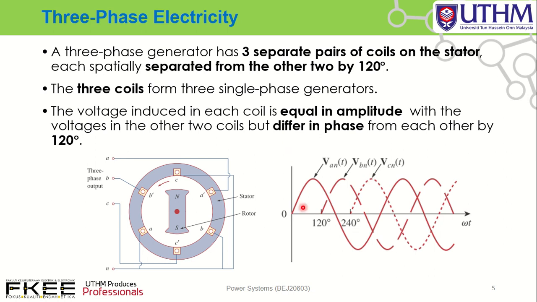But in this case, we can say that in a balanced system the voltage induced in each coil is equal in amplitude, which means the amplitudes of voltages VA, VB, and VC are the same. The magnitude is the same, the frequency is also the same, but the difference is the phase angle; they are separated by 120 degrees. That is the characteristic of a balanced system, balanced voltage.